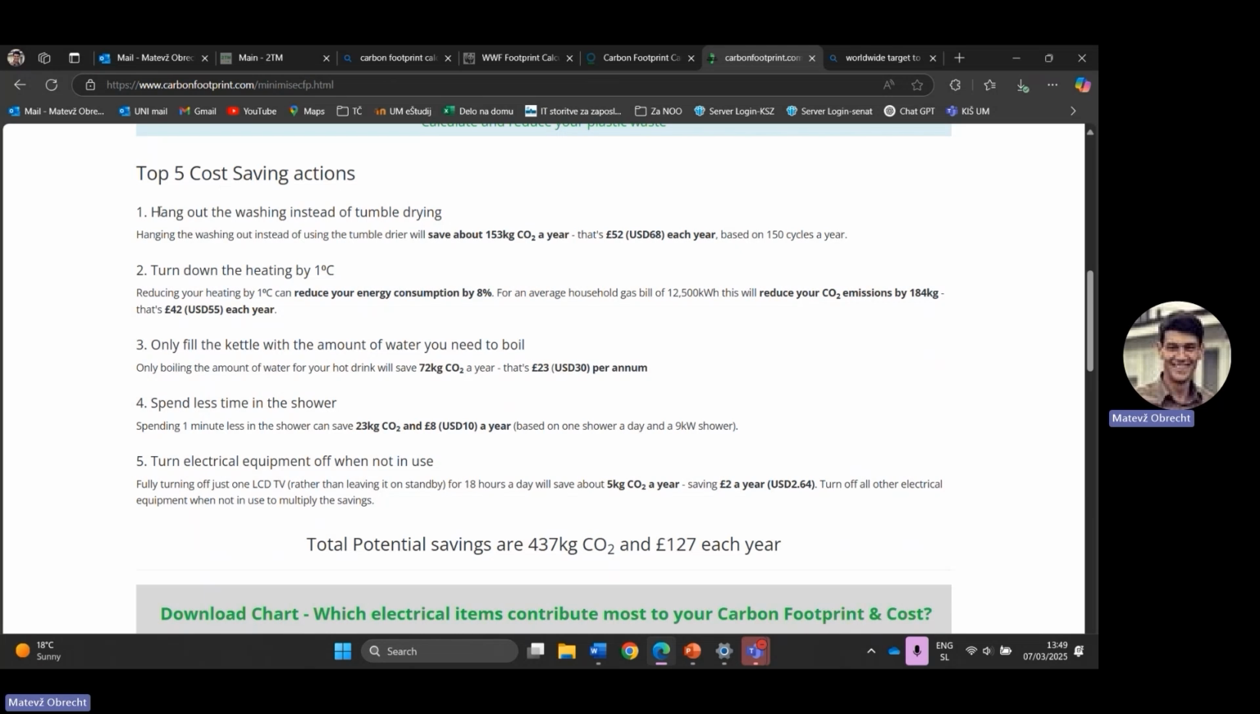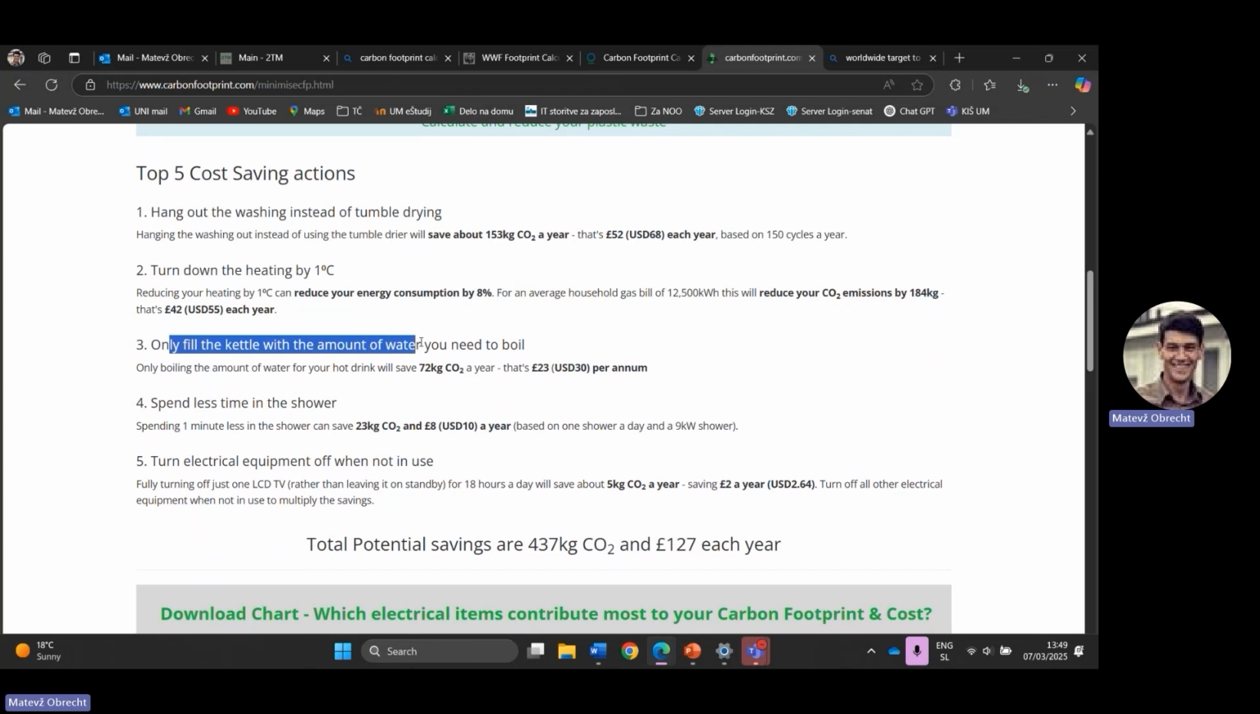For example, top 5 of them are to hang out the washing inside instead of tumble drying. So that's how you can save 153 kilograms of CO2. Turn down the heating by 1 degree. So this will enable you to reduce the energy consumption by 8%. So quite a lot, 8%. And not just reducing CO2, you also reduce your bill if you reduce environmental impact.